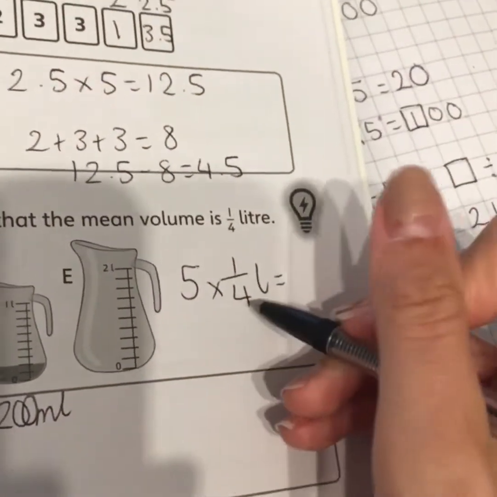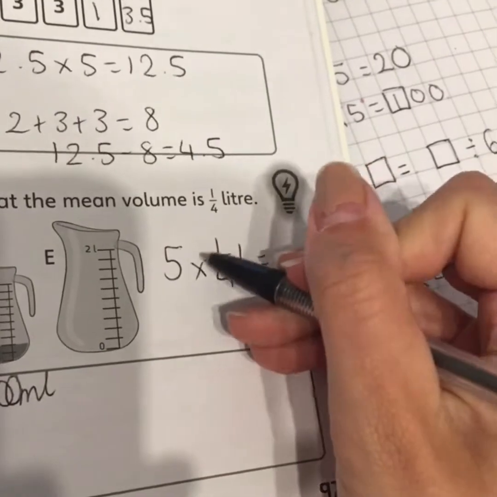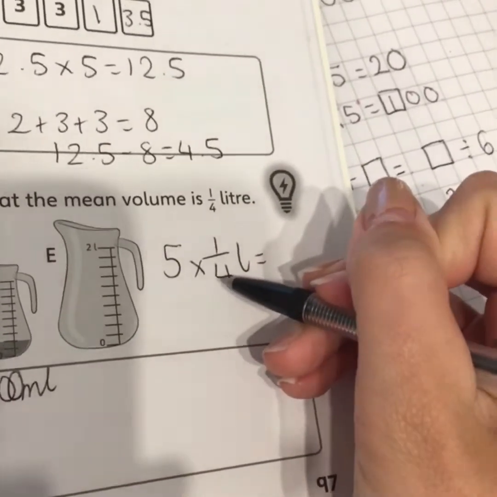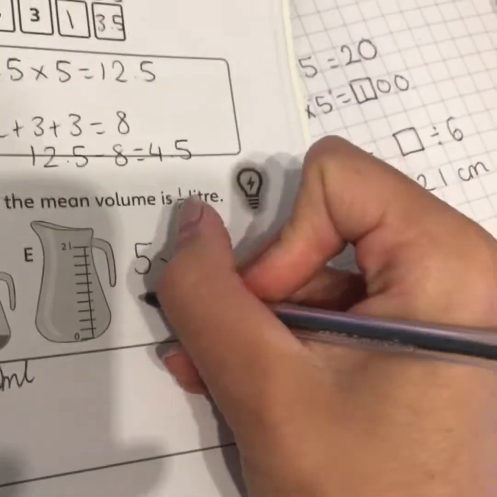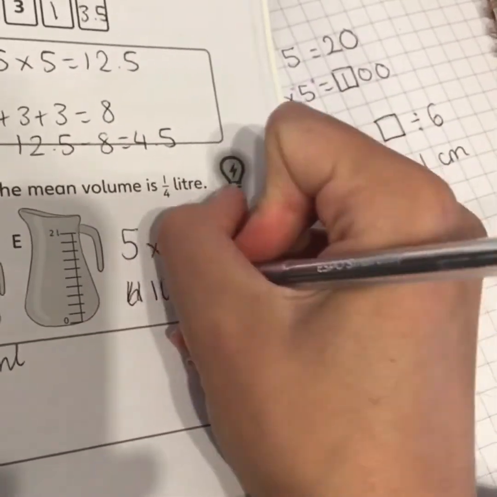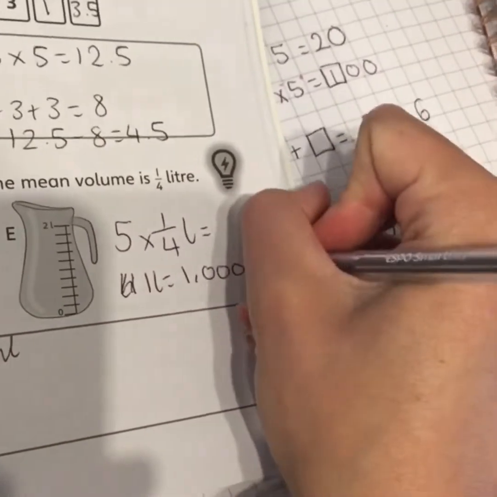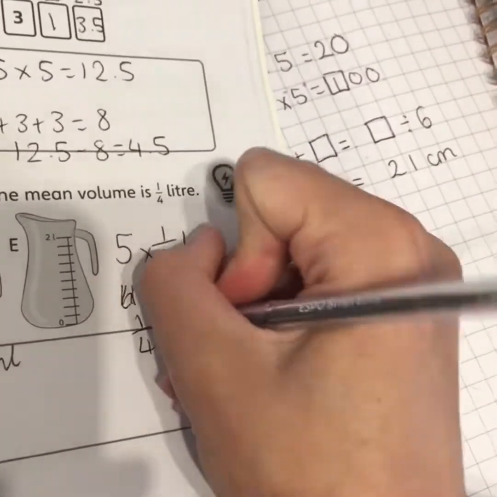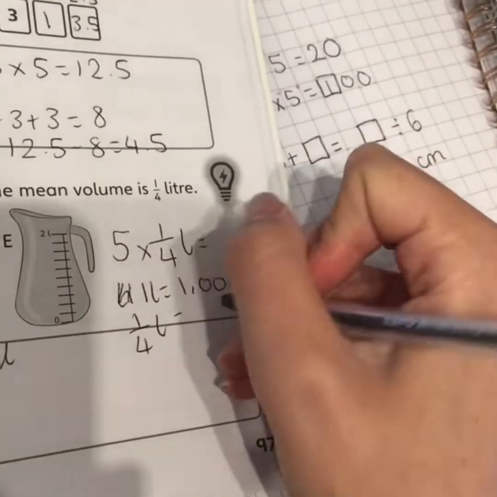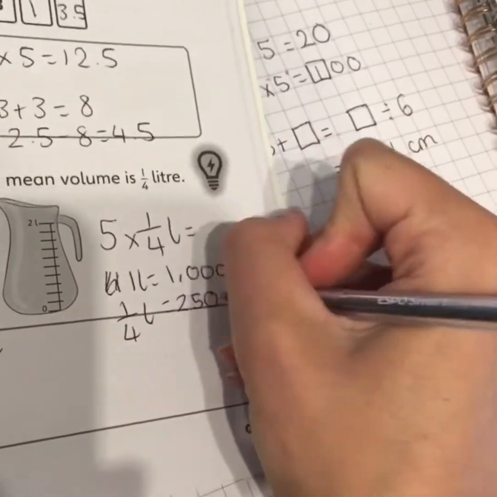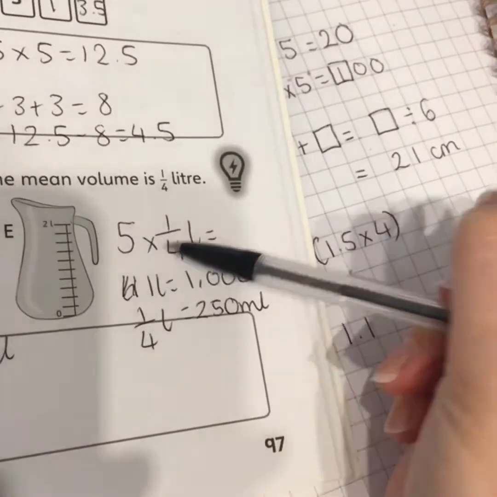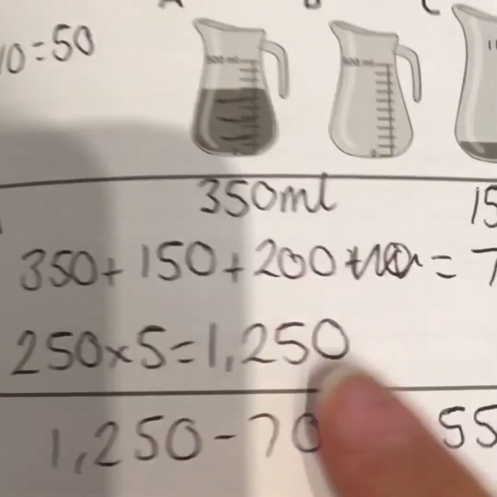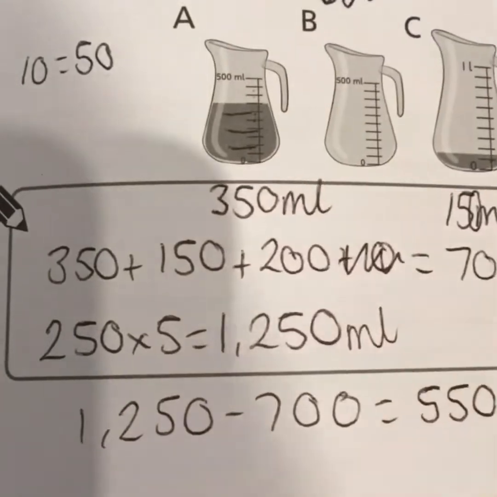Now, I would do this personally by turning 1/4 of a litre into millilitres. A litre is 1,000 millilitres. So 1/4 of a litre, divide it by 4. 1,000 divided by 4 is 250 millilitres. So if I want to do 5 lots of 1/4, I need to do 5 times 250, which would be 1,250 millilitres. Don't forget my units.